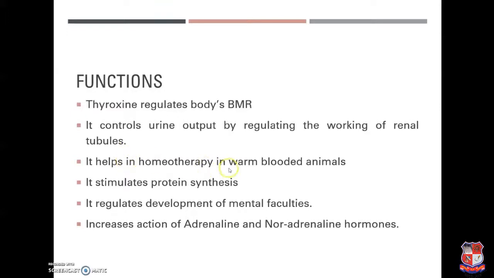Helps in homeothermy in warm-blooded animals. Stimulates protein synthesis, that is the transcription and the translation process. It regulates the development of mental faculties. And lastly, it increases the action of adrenaline and noradrenaline hormones.